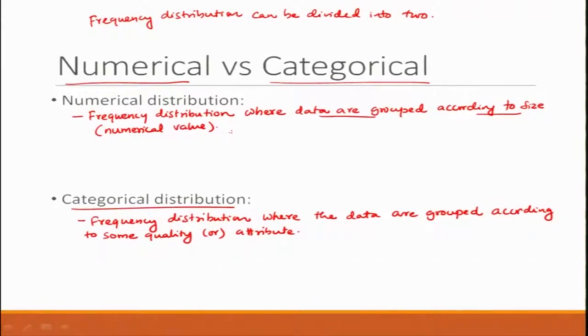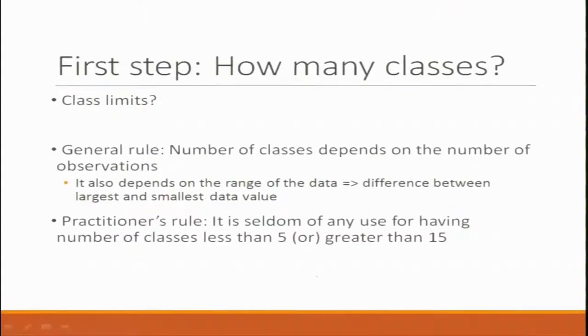So in this class, we are going to focus more on the numerical distribution, not too much on the categorical distribution. Categorical distribution is used for other aspects and it's outside the scope of this 20-hour course. So the first step, how do we do this? Okay, the first thing that you need to decide is how many classes.